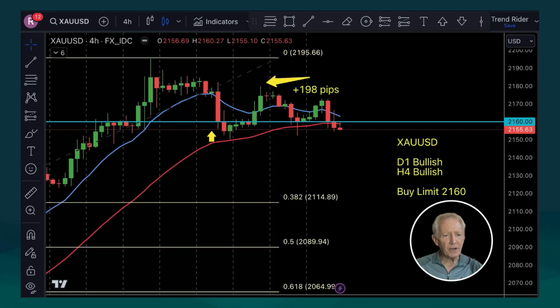So let's look at the trades that I had in place last week, and starting off with gold. That one paid off with 198 pips. I had a buy limit at 2160, and that opened on Tuesday and then went down just a little bit before going in the right direction on Wednesday and paid off with 198 pips. Mostly sideways for the week, but we did get 198 pips out of gold last week.